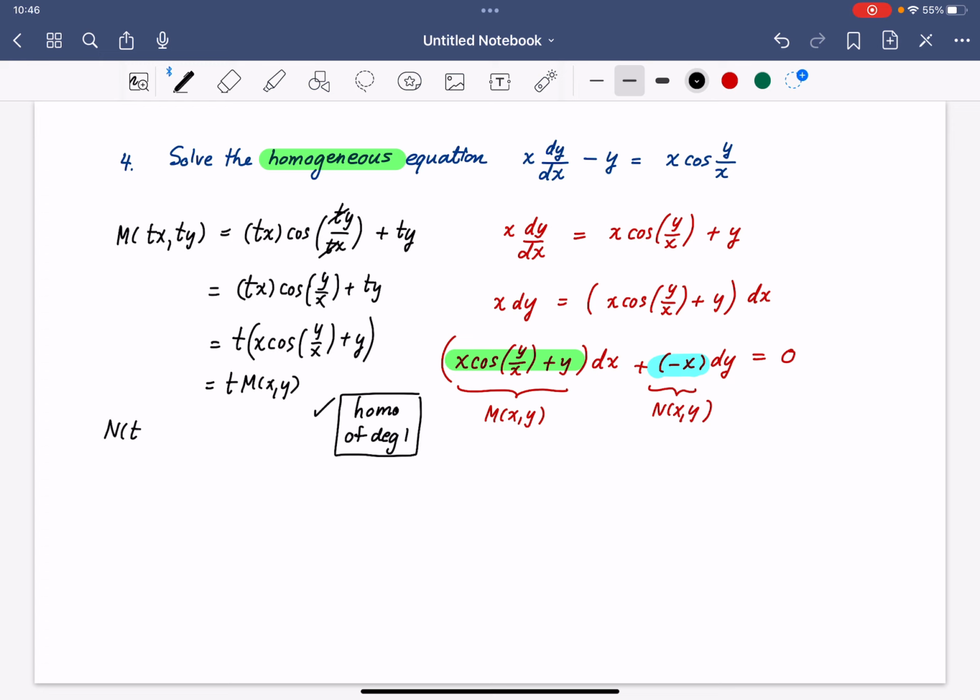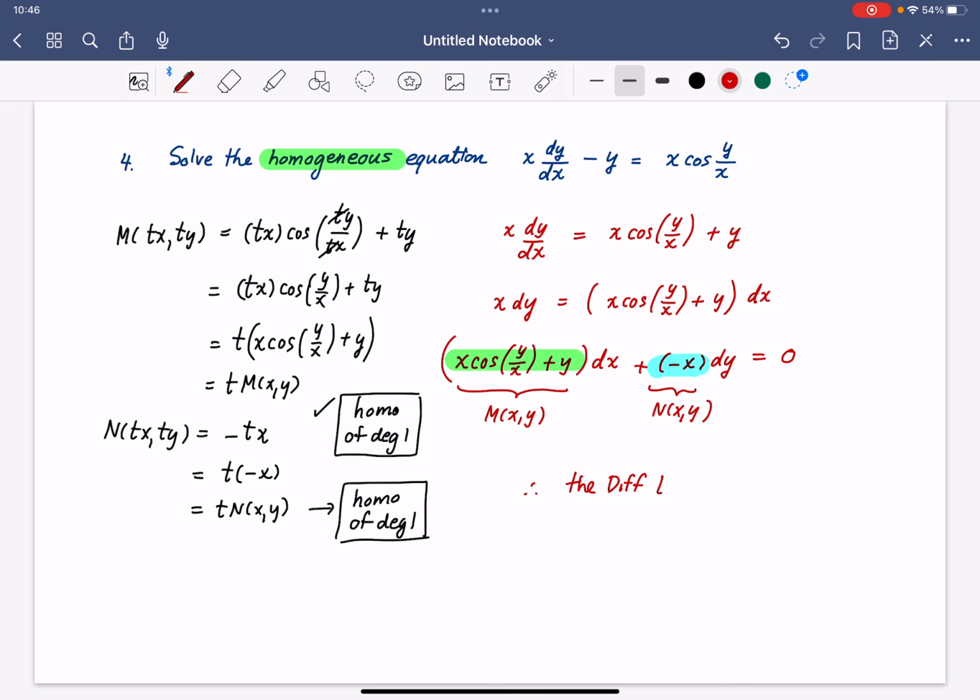And then you do N(tx, ty). The function is minus x, so when you plug in, it's minus tx, which is the easy one, t times negative x, which is t times N(x, y). Also, this is homogeneous of degree 1. So once you show that both are homogeneous of degree 1, the differential equation is homogeneous.